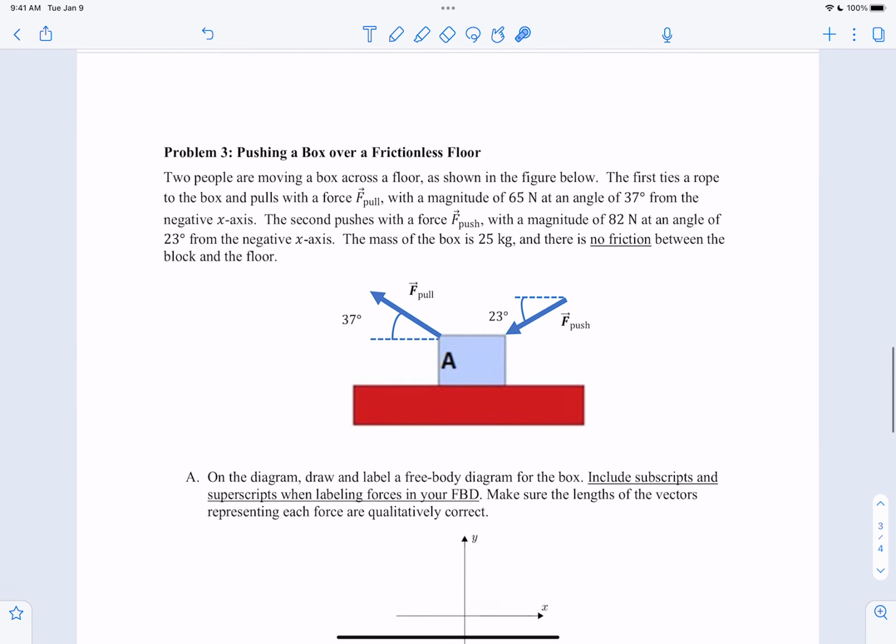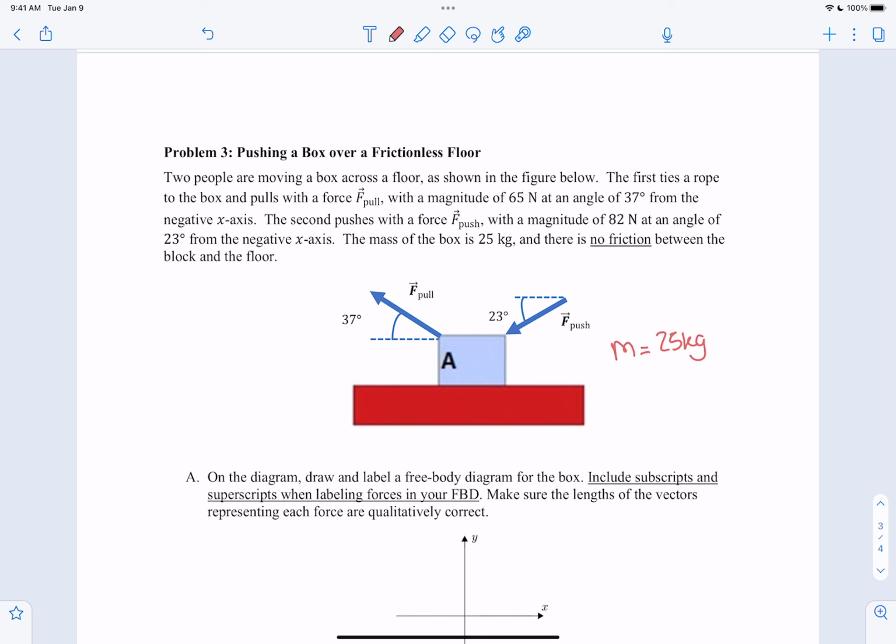Once again, this is really just a repeat. Two people are moving a box across the floor, as shown in the figure below. The first ties a rope to the box and pulls with a force F pull with a magnitude of 65 newtons at an angle of 37 degrees from the negative x-axis. And then the second pushes with a force magnitude 82 newtons at an angle of 23 degrees from the negative x-axis. The mass of the box is 25 kilograms.